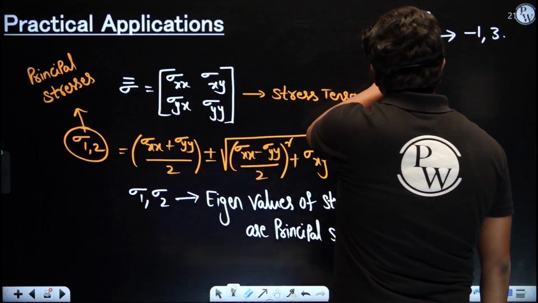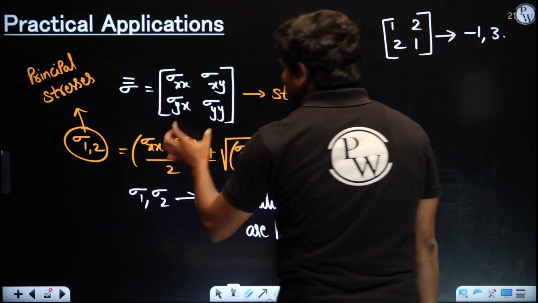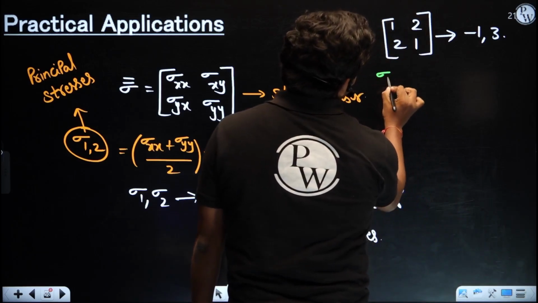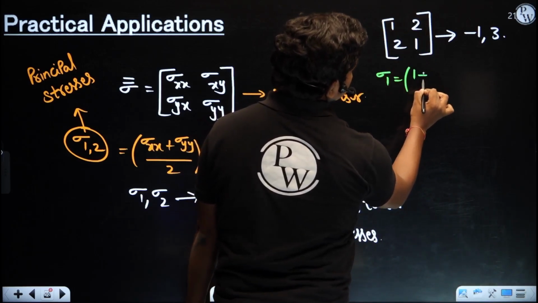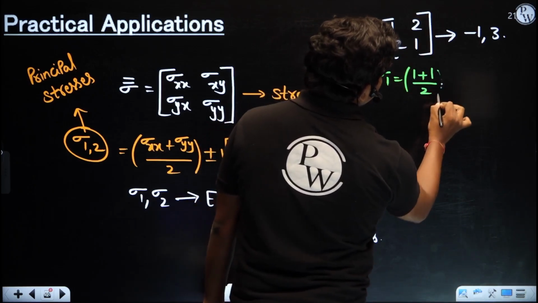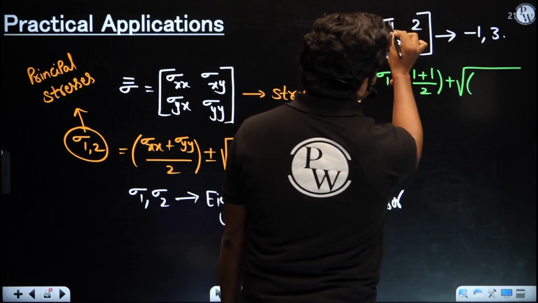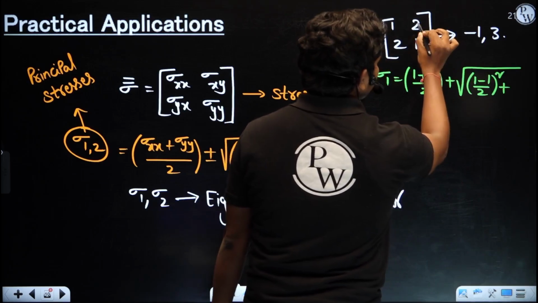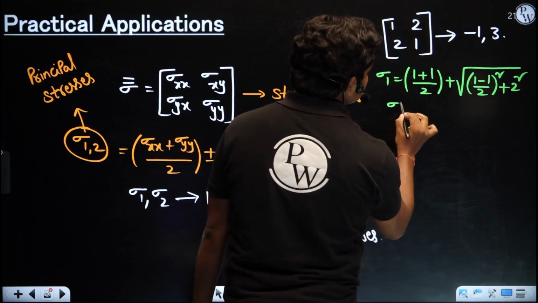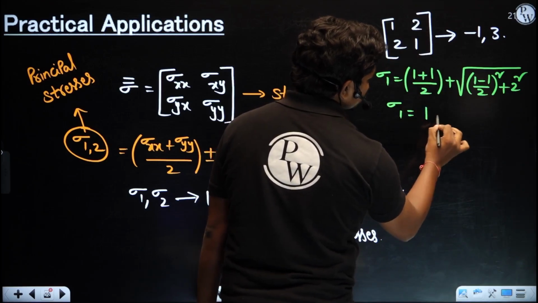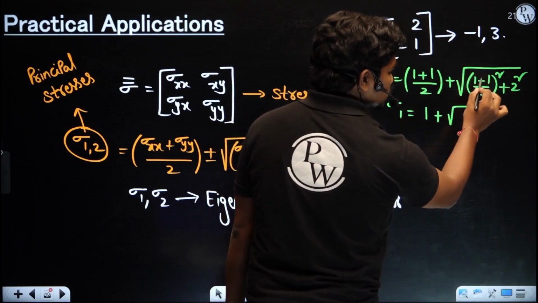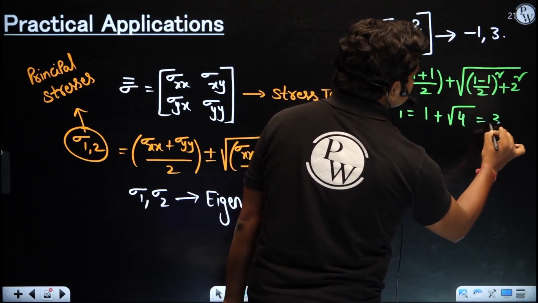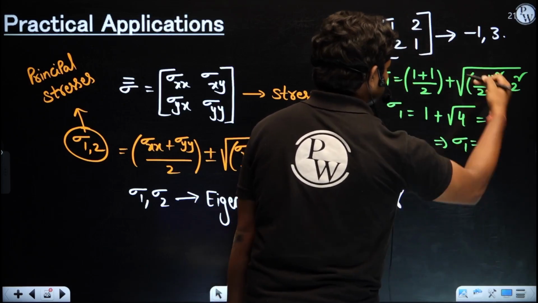This matrix can be taken as a stress tensor, where these two are equal. If you apply this formula to calculate the principal stresses, sigma 1 is equal to (sigma xx plus sigma yy) by 2 plus the root of ((sigma xx minus sigma yy) by 2) whole squared plus tau xy squared. So sigma 1 is 1 plus root of 0 plus 2 squared, which is 4. So this value is 3. So sigma 1 is equal to 3, maybe megapascals or whatever the units.